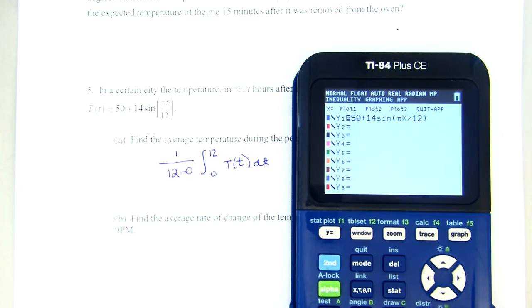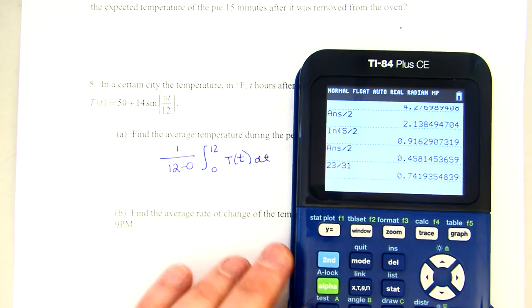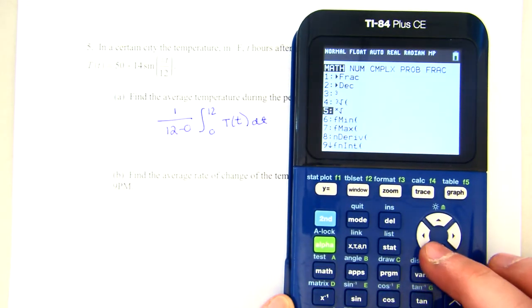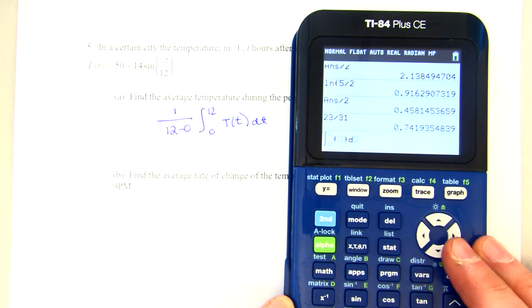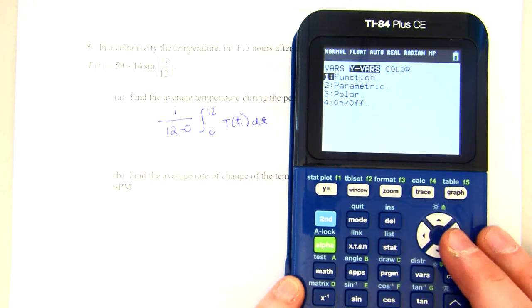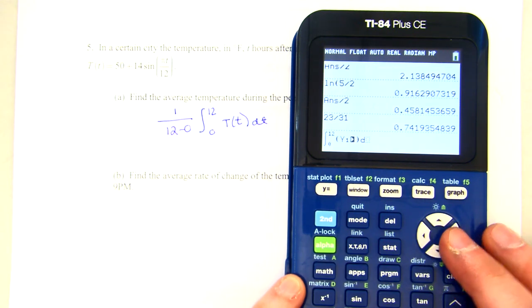So you've got your function stored in the calculator. We're going to math. We're going down to option 9, fnInt. I'm going to integrate from 0 to 12. I want to type in the name for that function. I stored it in y1, so I'm going to bring up the name y1.